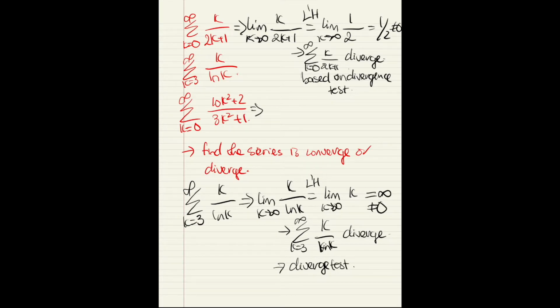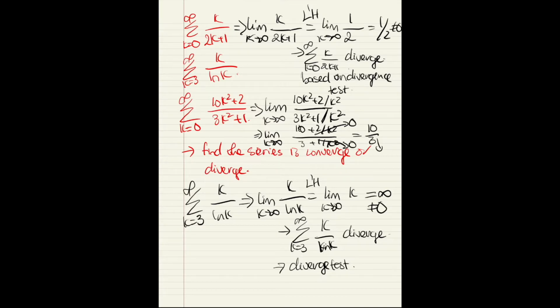For the third one, the limit of k to infinity of (10k squared plus 2) over (3k squared plus 1). I divide the numerator and denominator by k squared, so I have the limit of k to infinity of (10 plus 2 over k squared) over (3 plus 1 over k squared). I know the limit of 2 over k squared equals 0, and this one also equals 0, so this is 10 over 3, which is different than 0, so it diverges based on the divergence test. That is all for the divergence test.